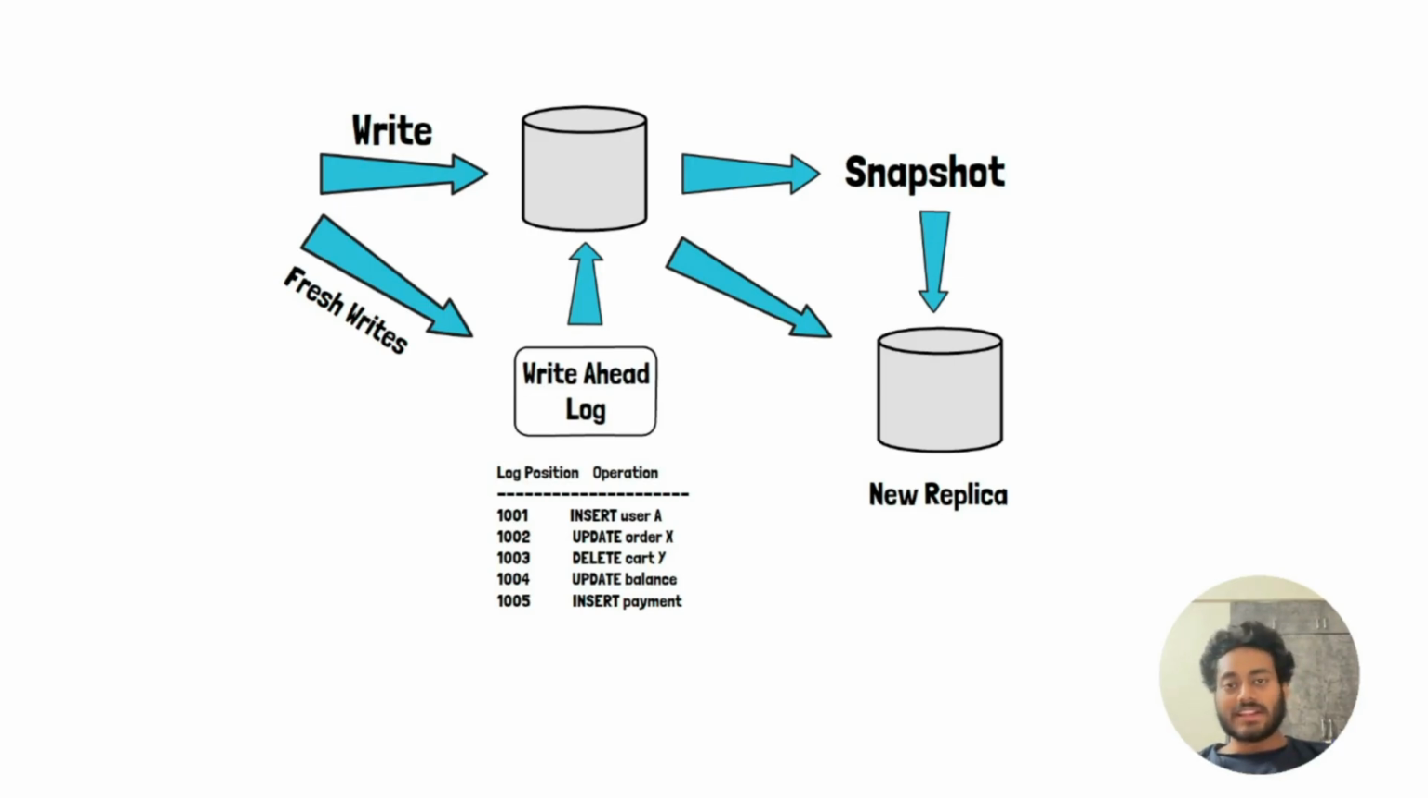Once the replication lag comes to near zero, we know that our master node and our new read replica are almost in sync, and that is when we can route new read requests of our cluster to the new replica, because they are now almost in sync. So this is how we can add a new read replica into our master slave architecture.